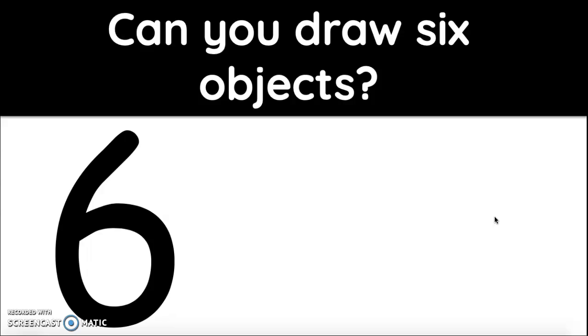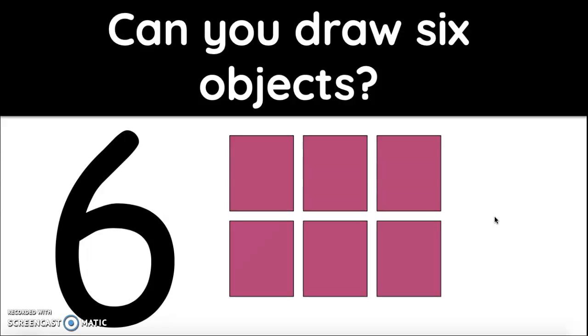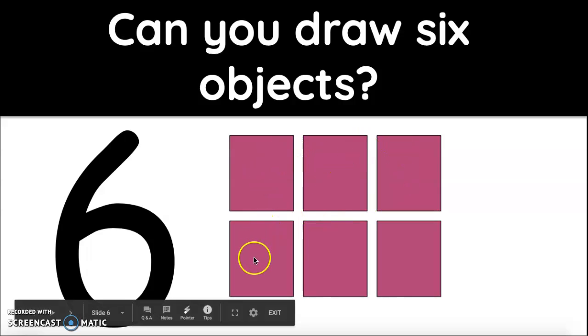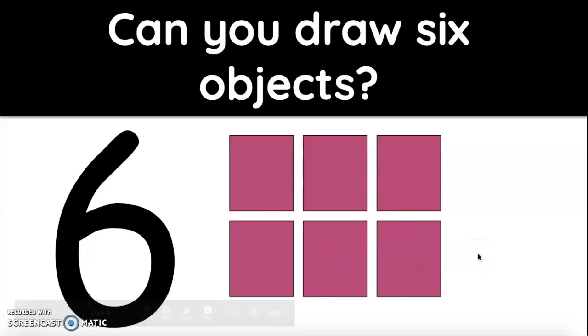Okay, friends, I'm going to show you my drawing, and then I want you to compare it to your drawing, and we can see if we both have the same amount of objects. We should have 6 drawn. So here's my drawing. I drew 6 purple squares. I would like you to count your objects as I count mine. 1, 2, 3, 4, 5, 6. If you had 6 objects drawn on your paper, good job, friend.